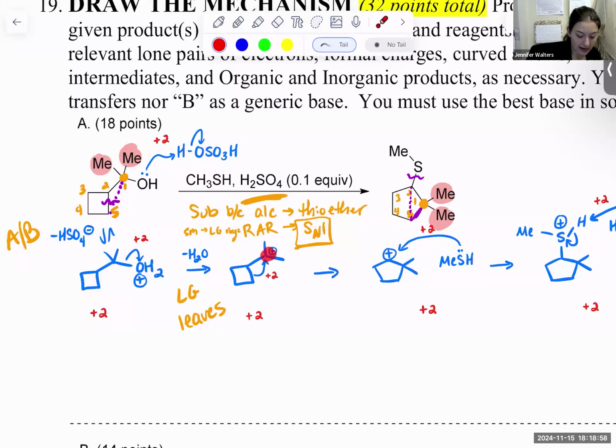I can't have my sulfur attack right now because that doesn't give me that product. So while I have the carbocation, that's when I'm going to do my rearrangement. So now is the time to break that carbon-2, carbon-5 bond and make the carbon-5, carbon-2 or carbon-1 bond. So I do that by having that arrow. That is my alkyl shift.